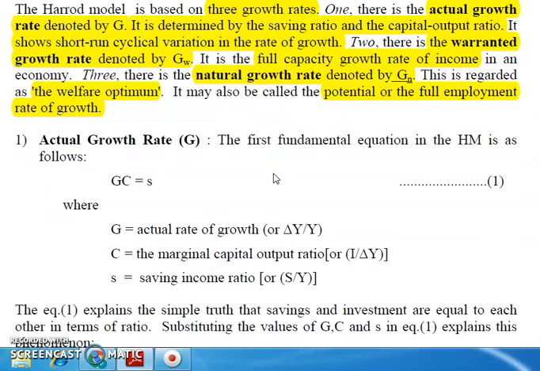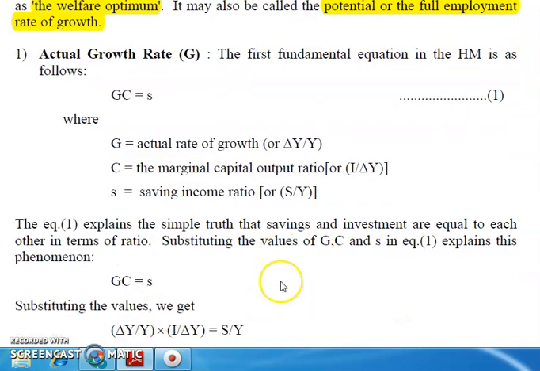Next, actual growth rate. The actual growth rate is represented in the form of an equation: GC equal to S. G is the actual growth rate, or delta Y by Y. C is the marginal capital output ratio, or I by delta Y. S is the saving income ratio, or S by Y.